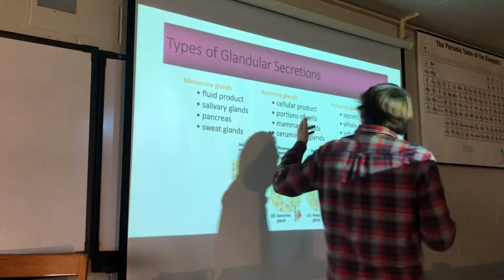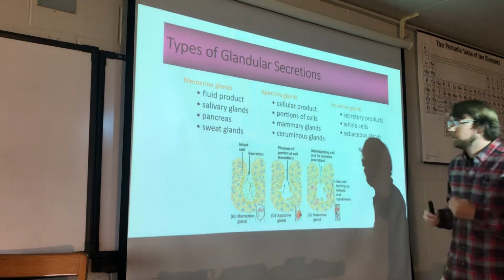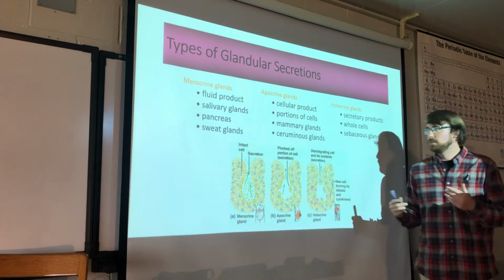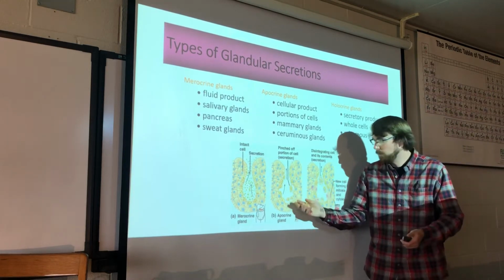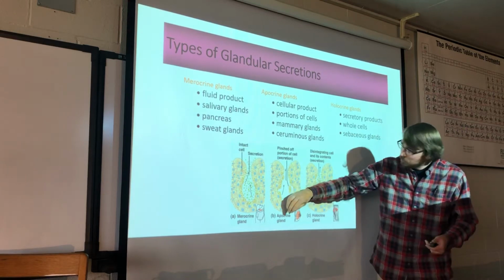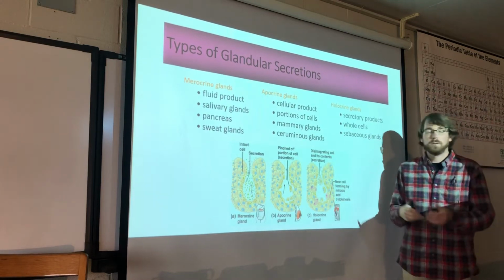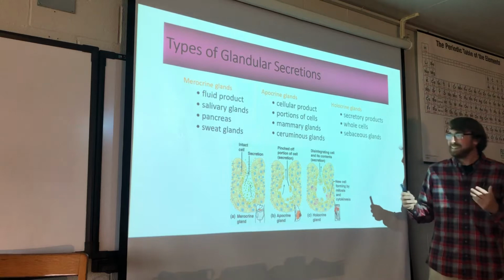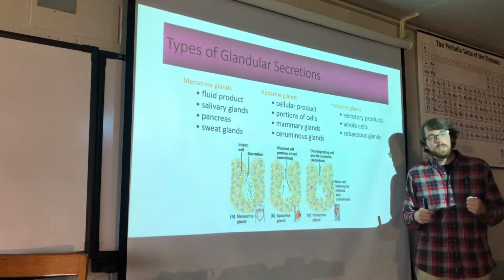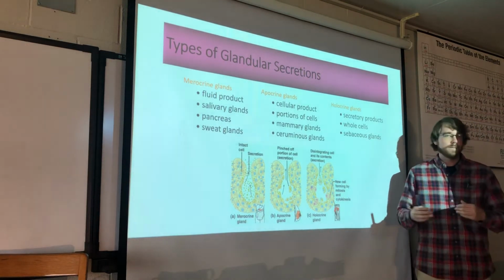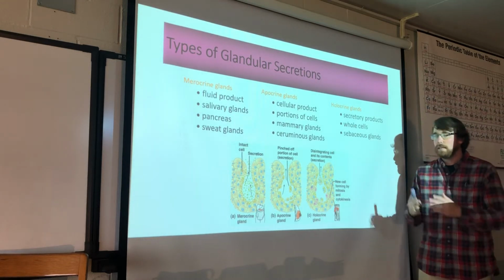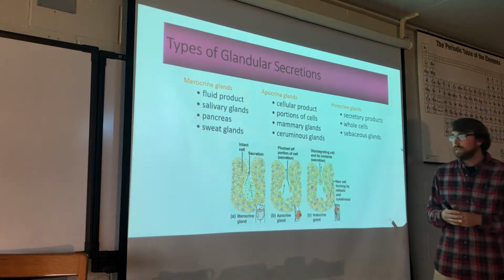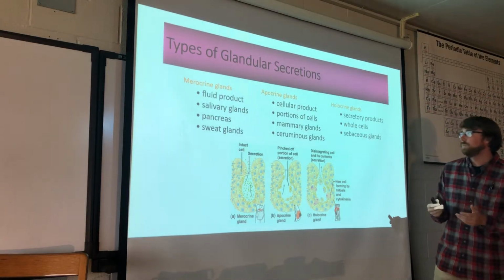Your apocrine glands are going to secrete cellular products. So they are going to secrete portions of cells which will break off to travel down the duct. So a mammary gland is an apocrine gland. There are large cellular components, many proteins and lipids that are going to be carried off in that glandular secretion.